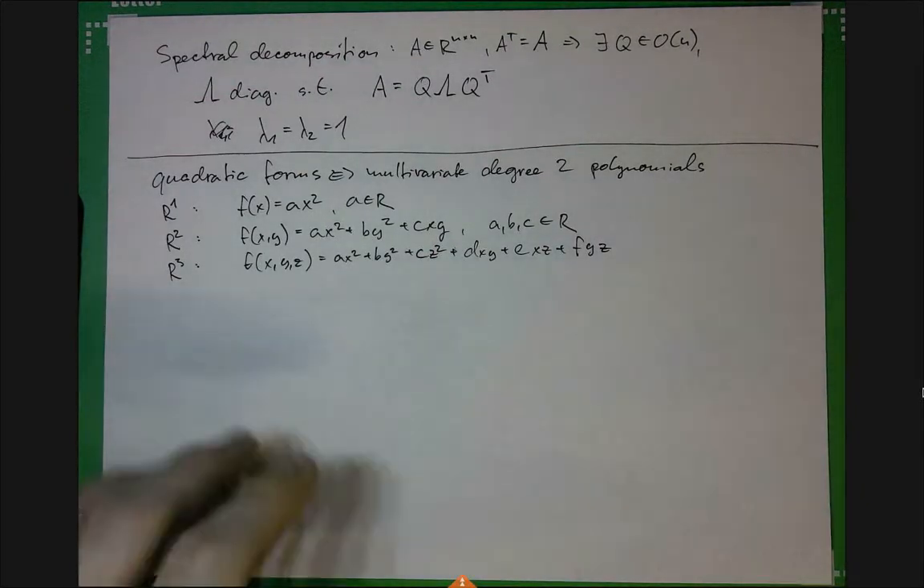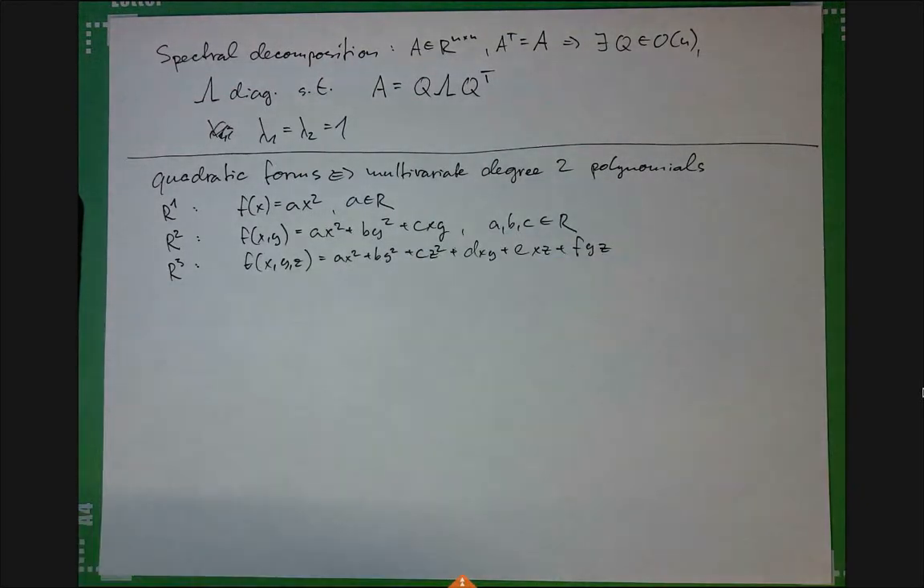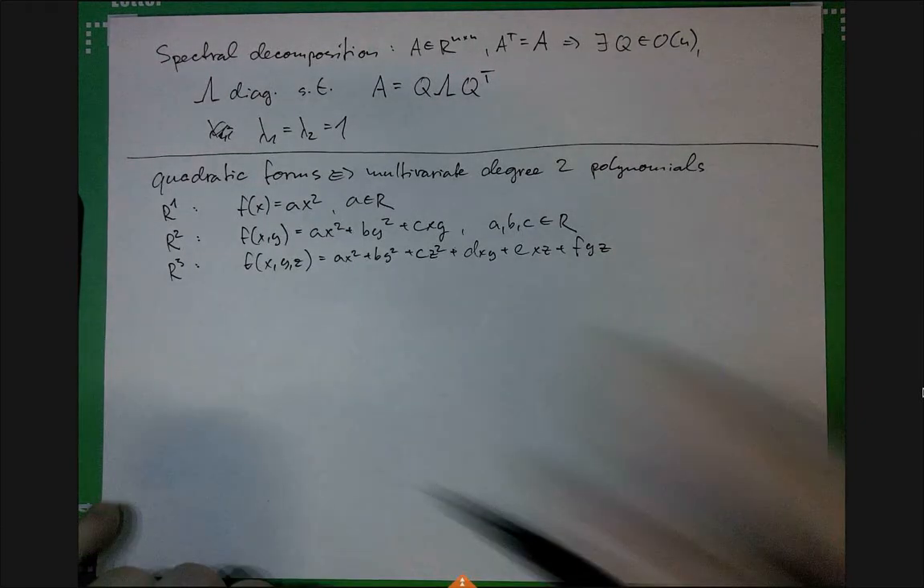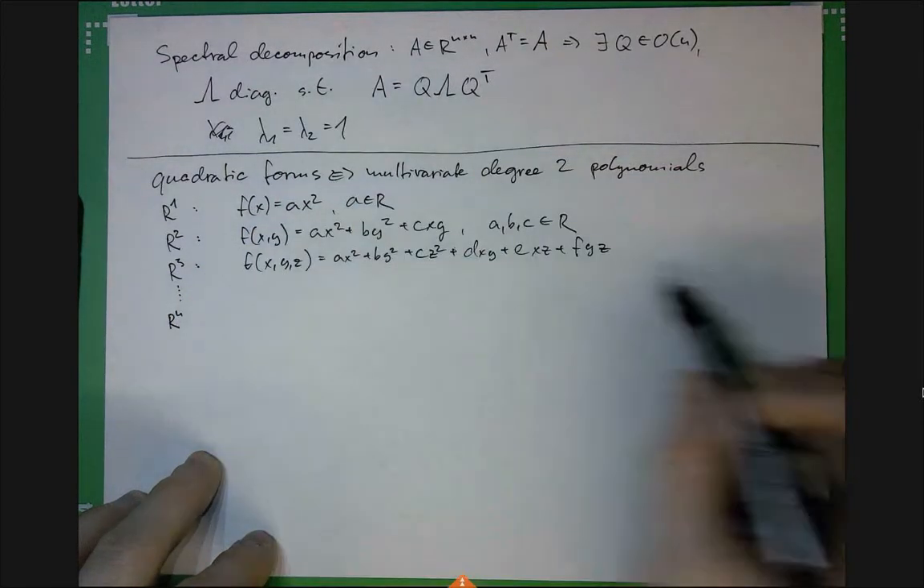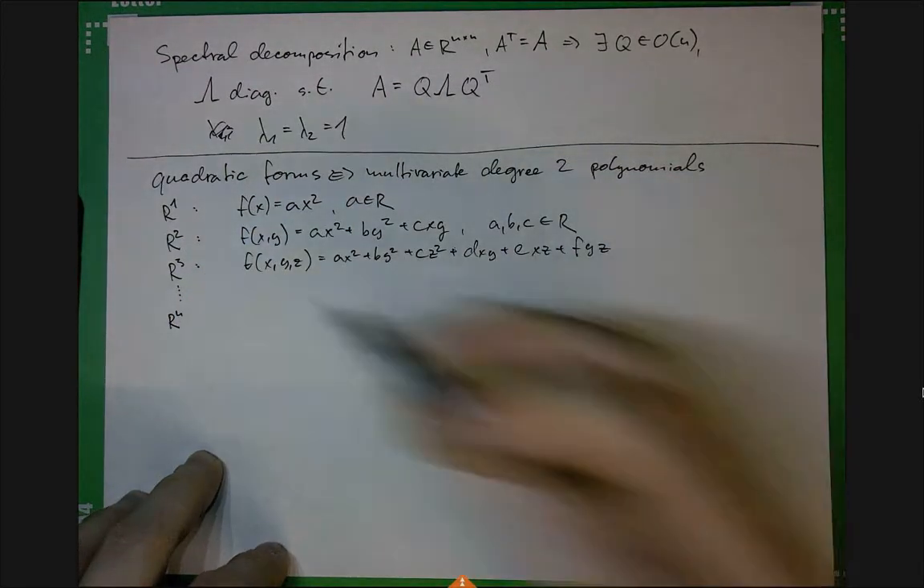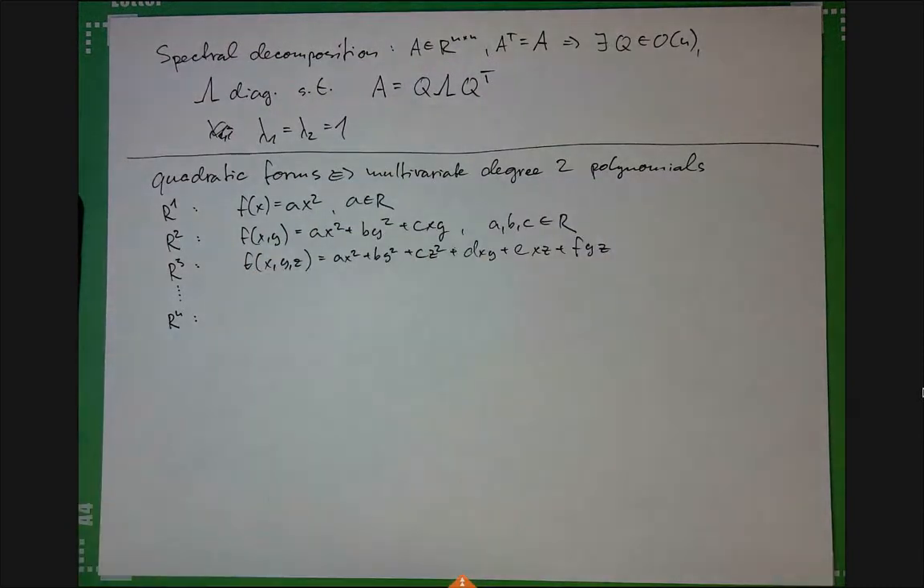So those are examples of quadratic forms in 1D, 2D, and 3D. So how would this generalize to R^n? Clearly, I don't want to be writing it out like this all the time, right? So I want to write down something nice. This is actually the real power of matrices.